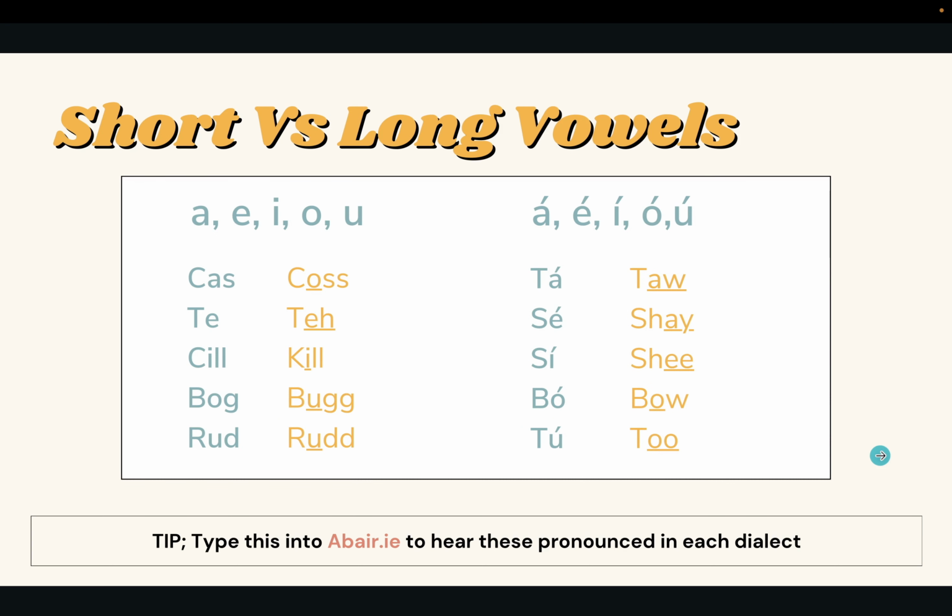And let's look at a comparison then, side by side. We had our A here in cas, but we have our long A in tá. Our E in te, and then our long E in sé, our short I in cill, and our long I in sí, our short O in bog, and our long O in bó, and then our short U in rud, and our long U in tú. So hopefully that gives you a little guide to the difference in pronunciation between short and long vowels in Irish.